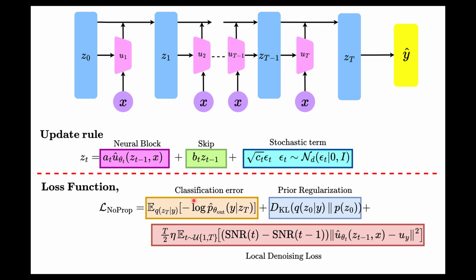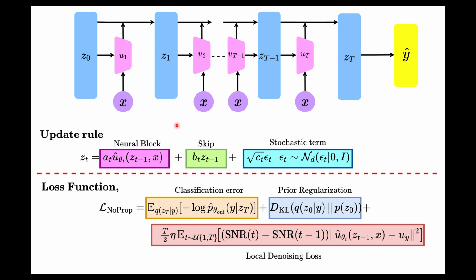And here's how it works. During training, each block receives two things: the input image and a noisy version of the label embedding. The block's job is simple: denoise the label slightly, that's it. There's no global forward pass, no error signal flowing backward.